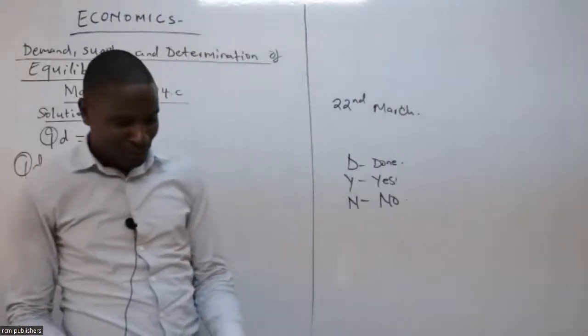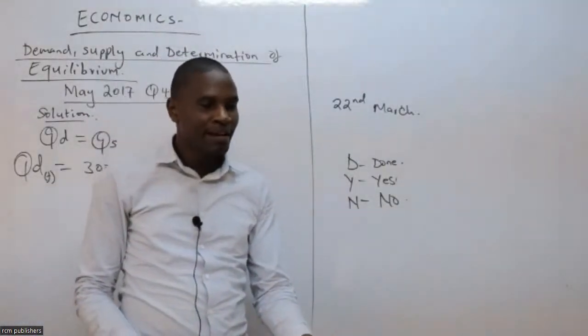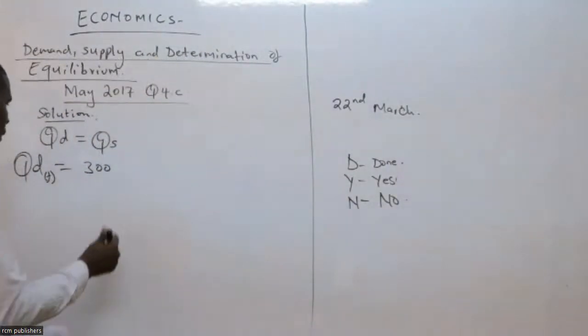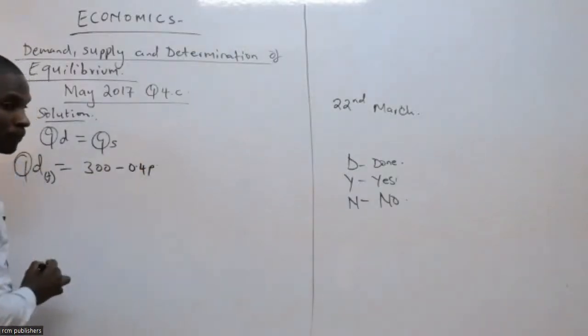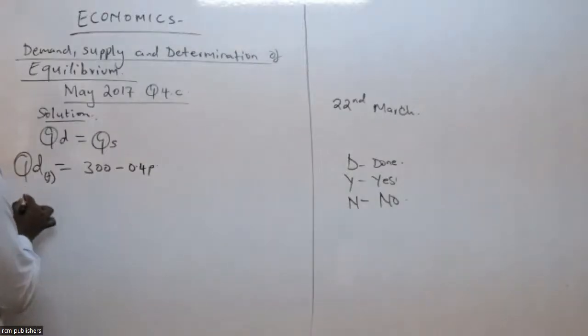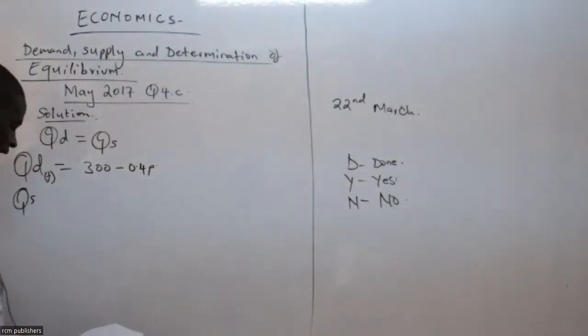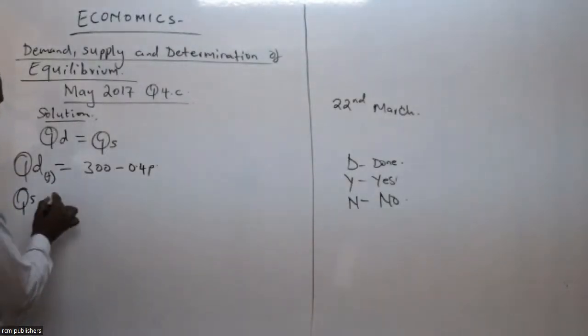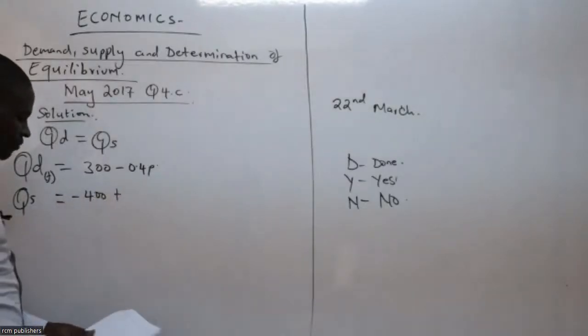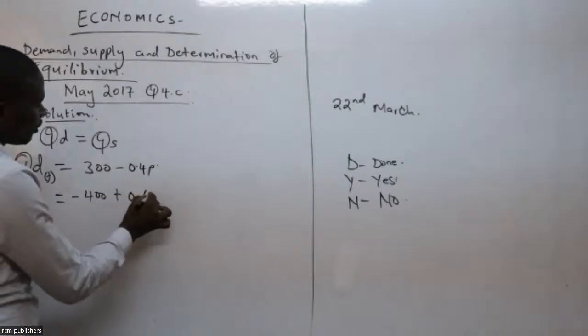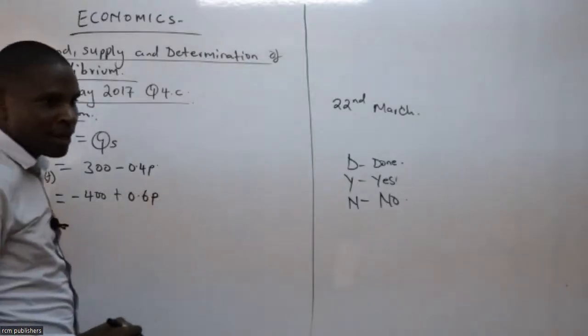So you make sure that's 300 minus 0.4p. All right. And then quantity supplied, I've been told it's minus 400 plus 0.6p. With that, I'm good to go.